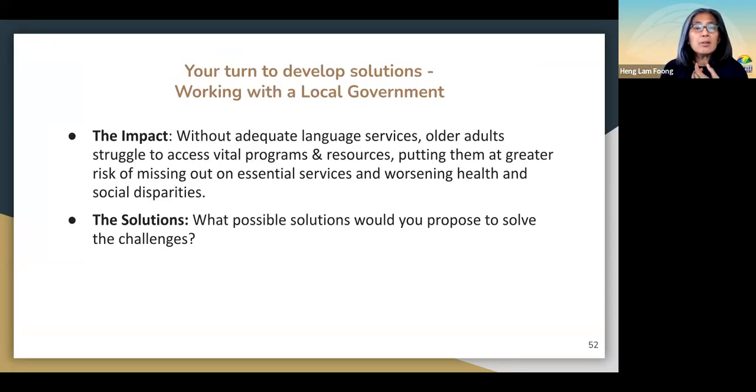Older adults that go there struggle to access vital programs and resources, putting them at greater risk of missing out on essential services, and worsening their health and social disparities. What possible solutions would you propose to solve these challenges? We'll give you a minute to put that into the chat boxes.